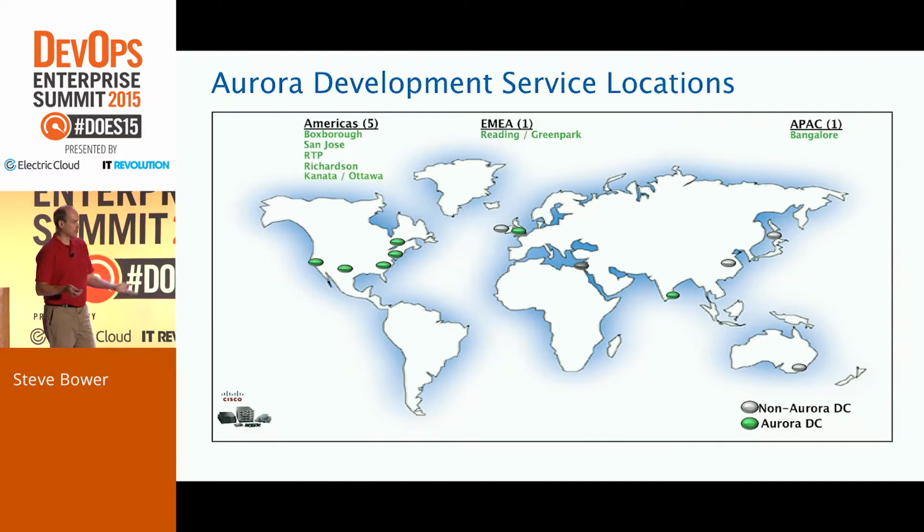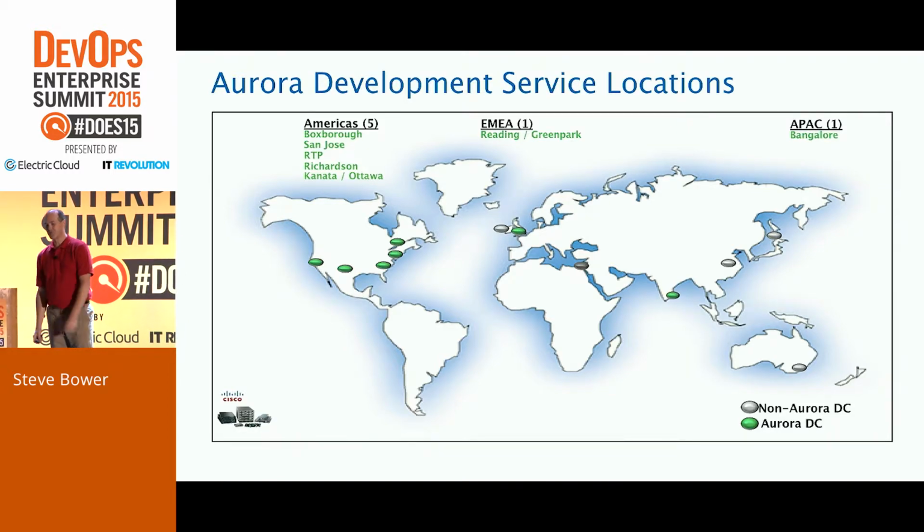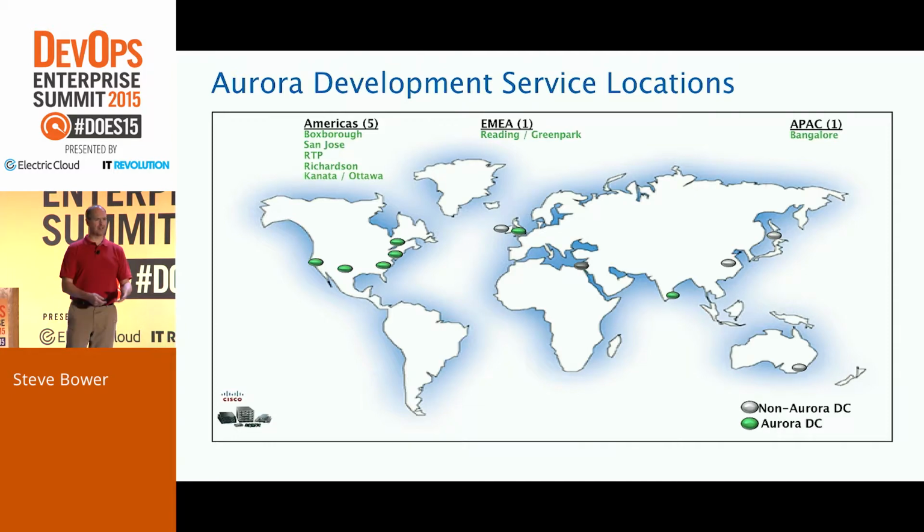Our biggest site, of course, is San Jose, right? This is Cisco at San Jose. About 4,500 VMs there, about 3,000 in Bangalore, and then the rest are in those other green sites. There are some other data centers up here that we, as ECS or engineering IT, support. The gray ones are ones that we don't have Aurora in right now.